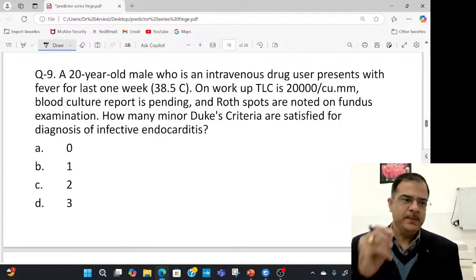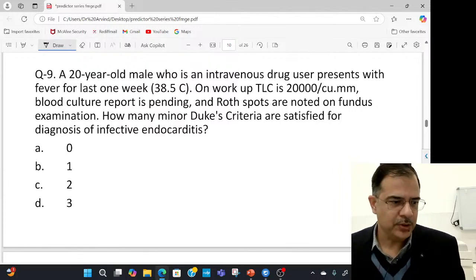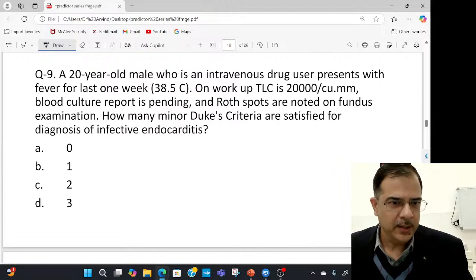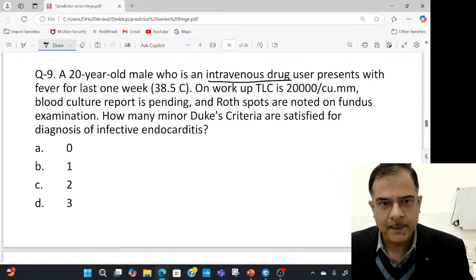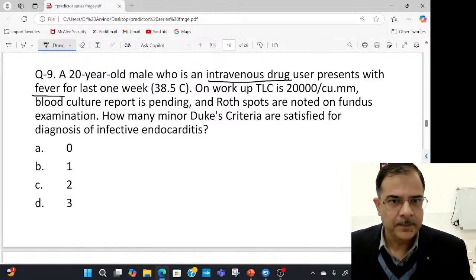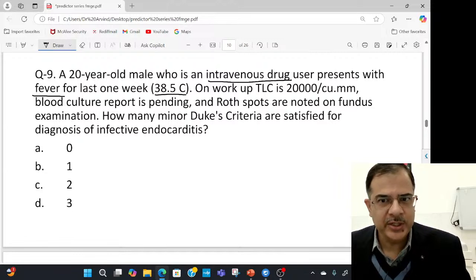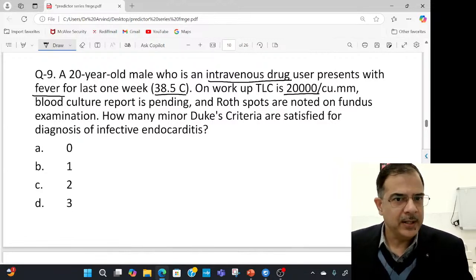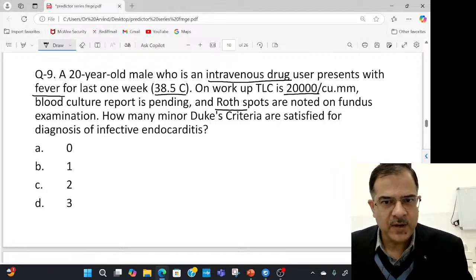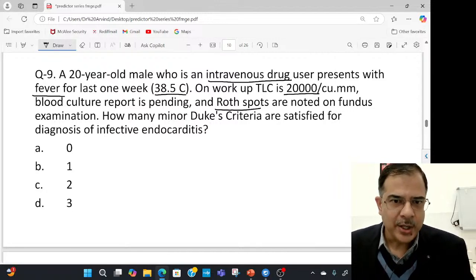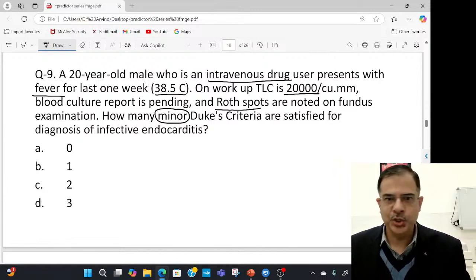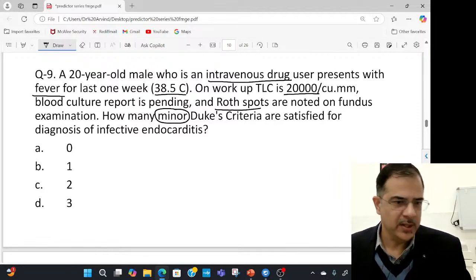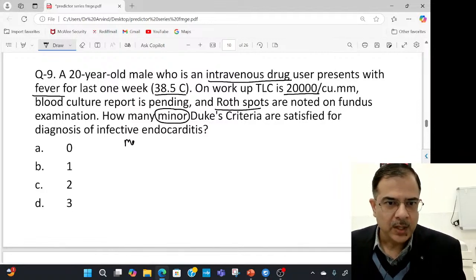Now let me see who will give me the correct answer here for the Duke's criteria. Patient is an intravenous drug abuser, presented with fever of 38.5 degrees Celsius, TLC is 20,000. Blood culture report is pending, and there are Roth spots on the fundus examination. How many minor Duke's criteria are present for the condition here? So major criteria and the minor criteria.